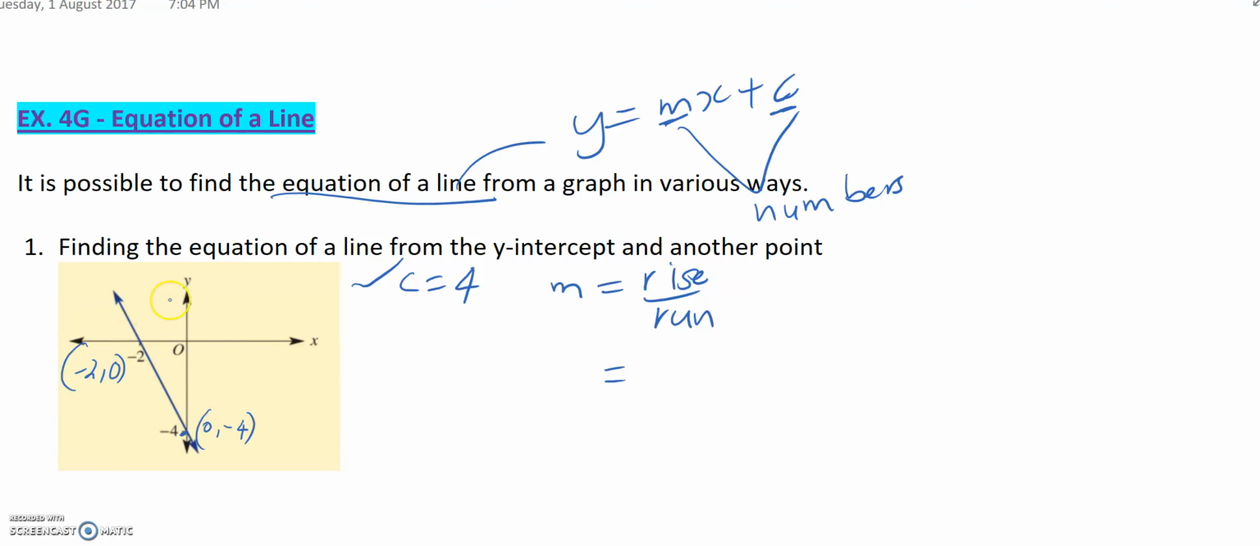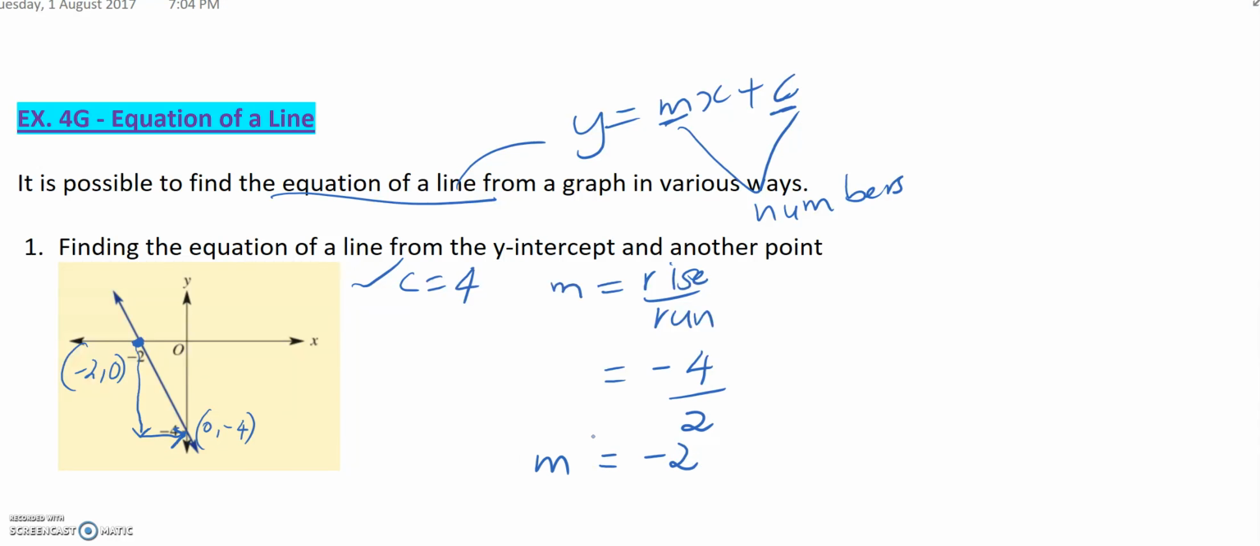According to this graph, if we start from the most left point, and we go in the y direction, rise, we have to go down 4 places because we're going down. The rise is -4, and then run, which is across. We have to go across to the right 2 places, and that gives us -2.